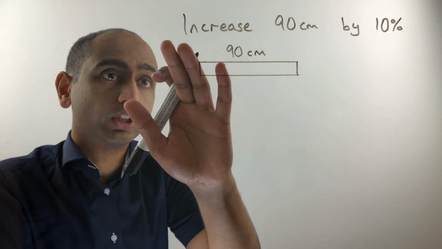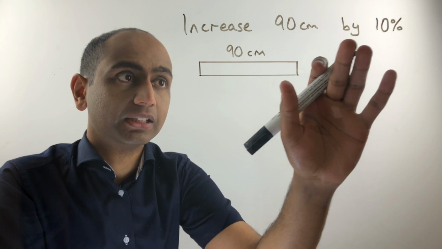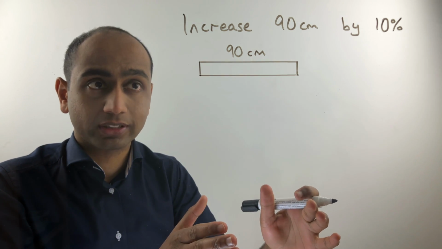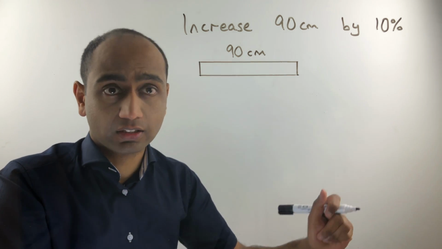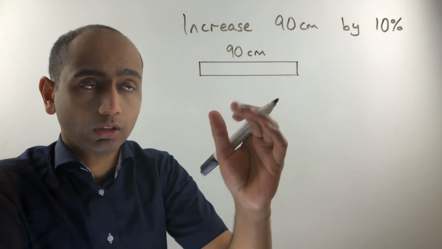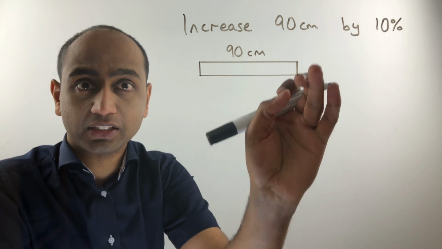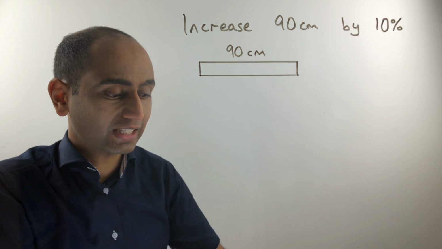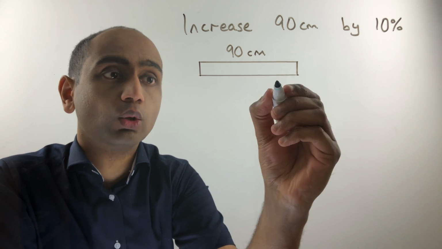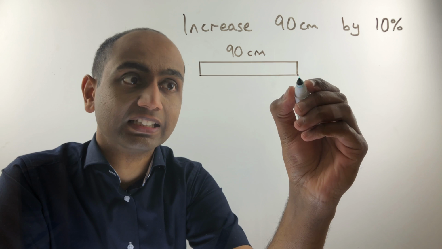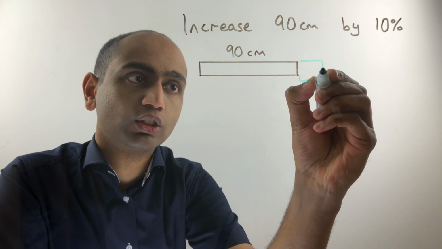In this example, we're going to increase 90 centimetres by 10%. So we're going to end up with an answer that is bigger than 90 centimetres. What I've done here is represent the 90 centimetres by a bar. And what's effectively happening is that we need to work out what 10% of 90 is and add that on.